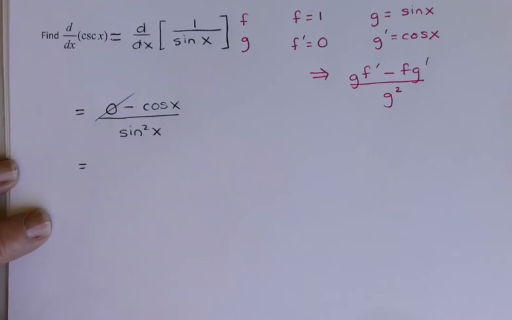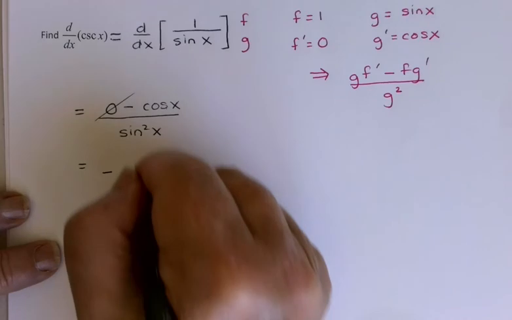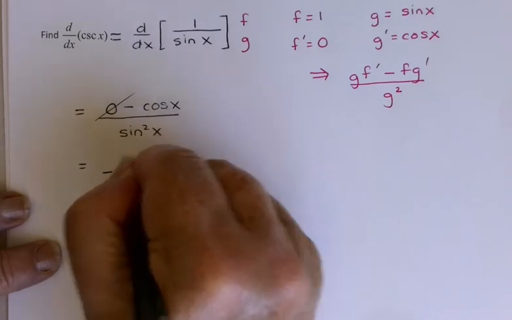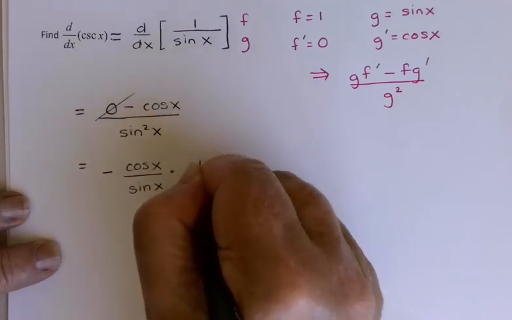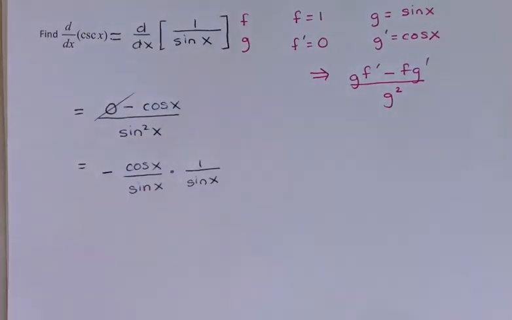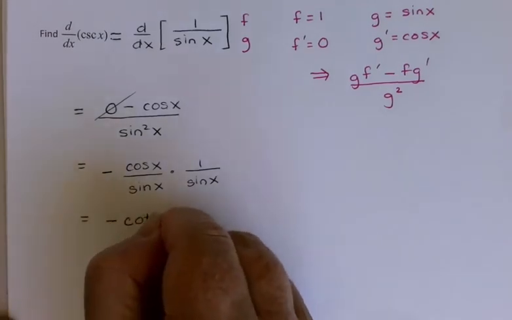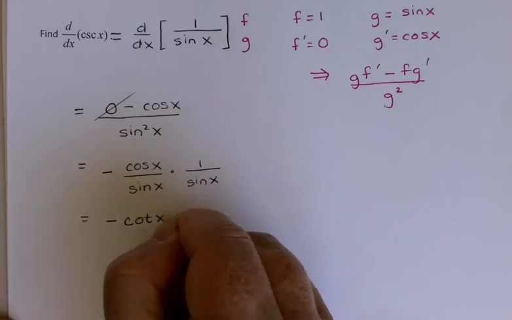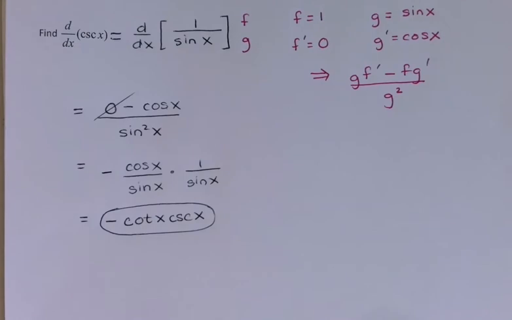And then I'll split this up kind of like I did last time. I'm going to put a negative out in front, and then cosine over one of the sines times 1 over the other sine factor, which we could rewrite as minus the cotangent of x times the cosecant of x, which is the way this answer is usually written. So we now have derivatives for all 6 of our primary trig functions.